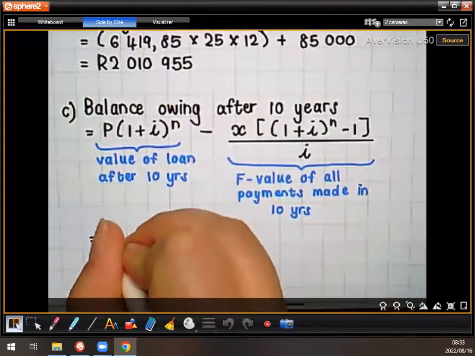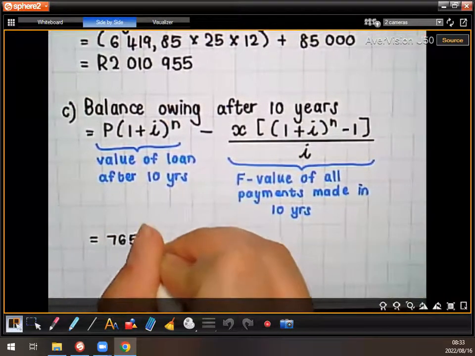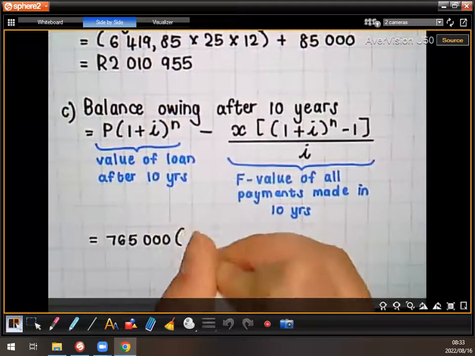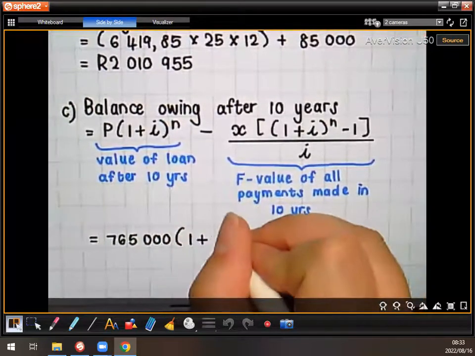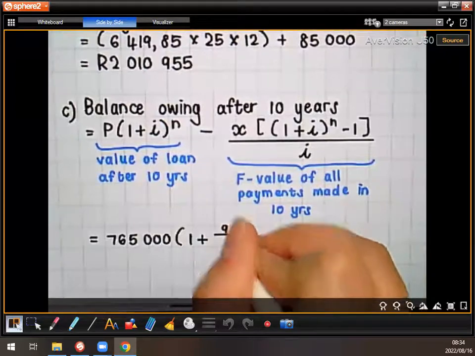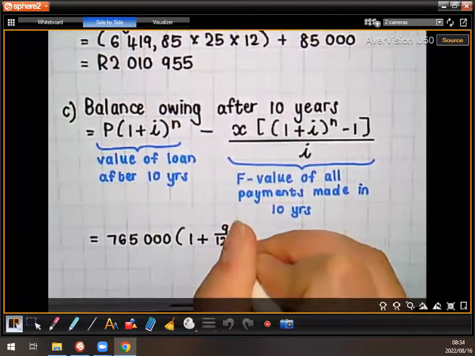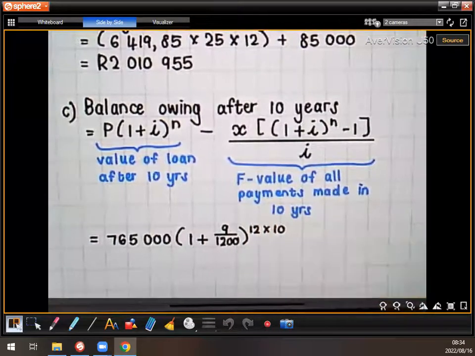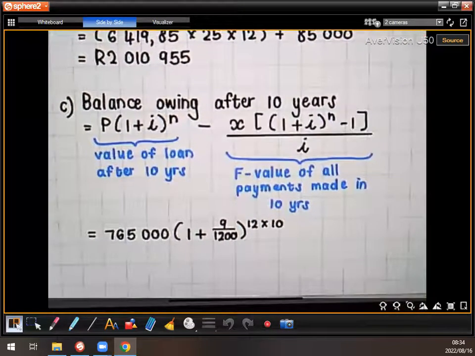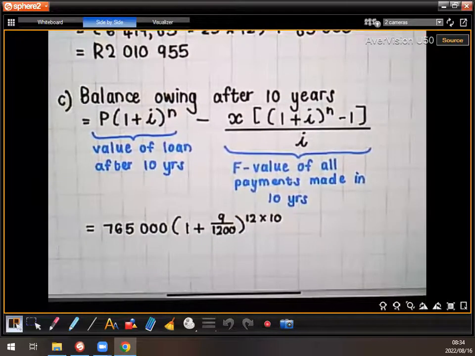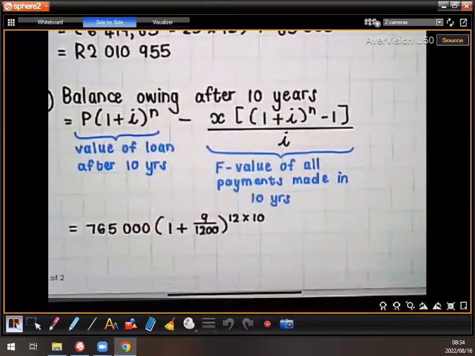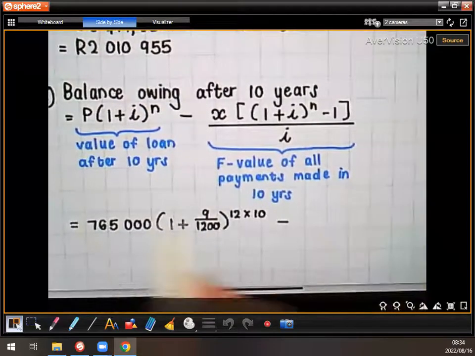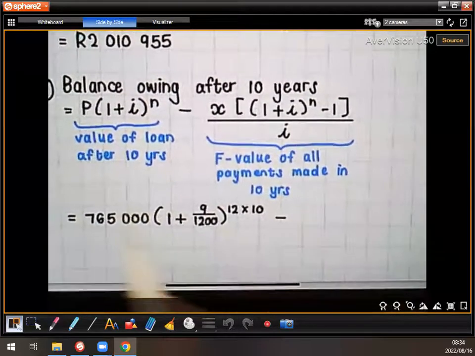So we're going to say 765,000 bracket 1 plus 9 over 1,200, to the power of 12 times 10, guys, because they've asked us for the balance owing after 10 years. Okay, so we're not using 25, we're using 10 for this calculation. So that is what he would owe after 10 years if he hadn't made any payments.